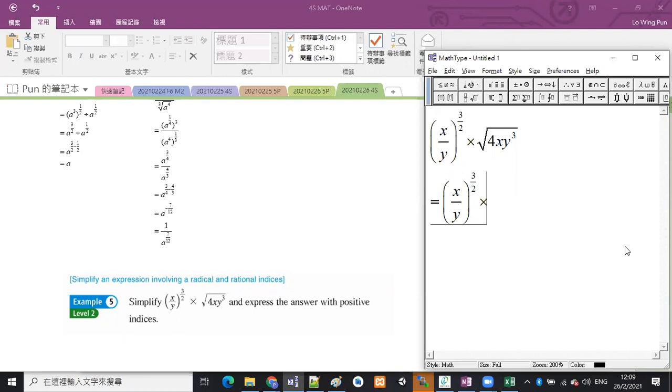So x over y, so every other thing is just copied. Okay, and then multiplied by this 4xy cubed to the power. So this is just a square root. Okay, so it becomes 1 over 2.